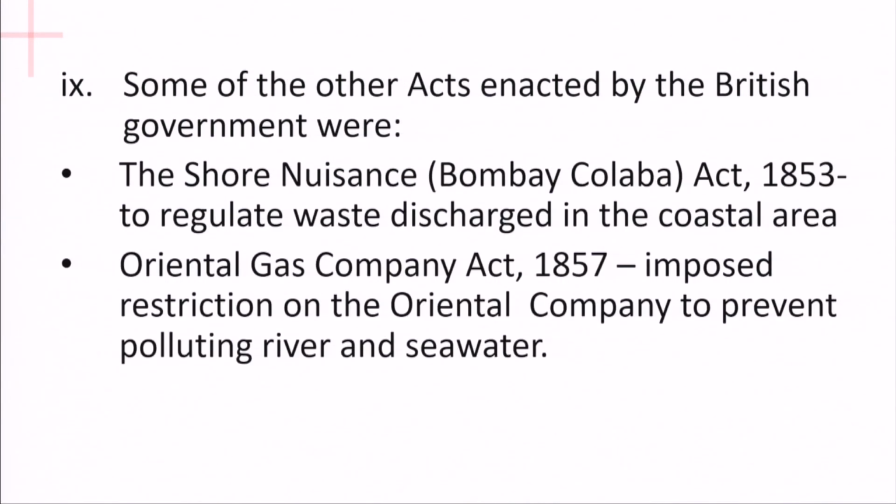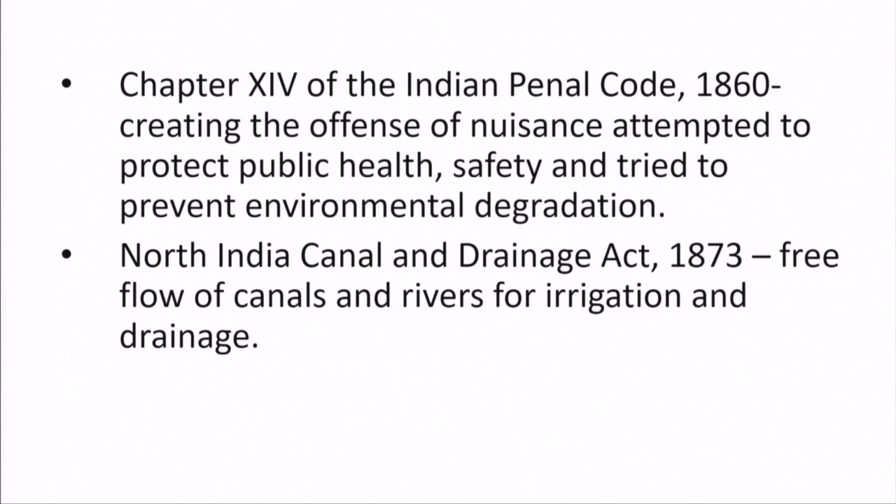Some of the other acts enacted by the British government were the Shore Nuisance Bombay Colaba Act of 1853, which regulated the waste discharged in the coastal areas. The Oriental Gas Company Act of 1857 was imposed to restrict the pollution of rivers and waterways. Chapter 14 of the Indian Penal Code 1860, creating the offence of nuisance, attempted to protect public health and safety and tried to prevent environmental degradation.